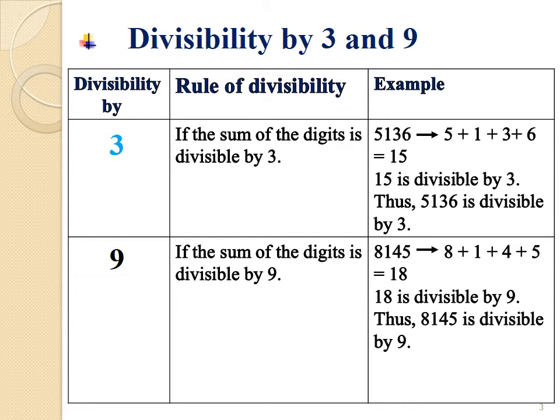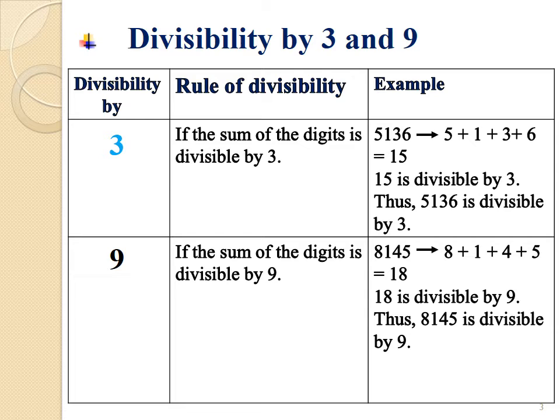Divisibility by 3. A number is divisible by 3 if the sum of its digits is divisible by 3. Example, 5136. Students, in order to check whether 5136 is divisible by 3 or not, we have to find the sum of its digits. That is, we have to add all the given digits, and if the sum of the digits is divisible by 3, then the given number is divisible by 3, otherwise not.